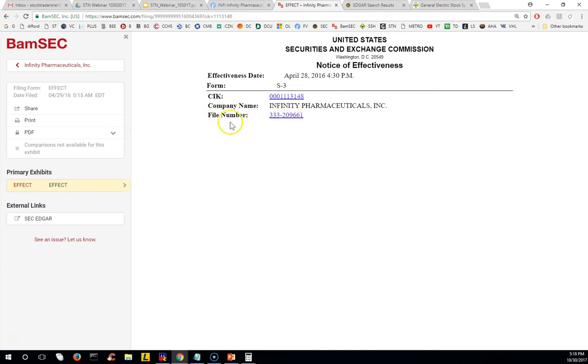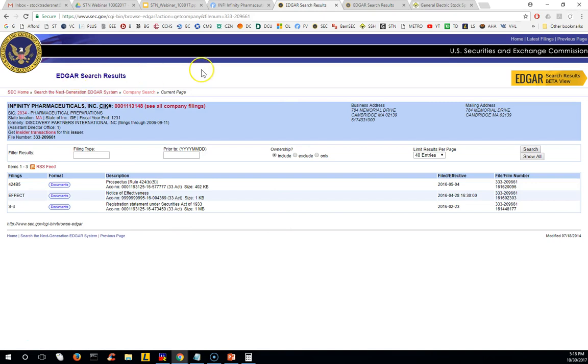Guys, pay attention to this file number. If you click on the file number, it's then going to bring you back to Edgar, which is the area within SEC.gov, and it's going to list out the corresponding filings that have to do with that file number, right? This is very important. Look at the file number 333-209-661 for this one, and this one. What does it mean? This is very easy.